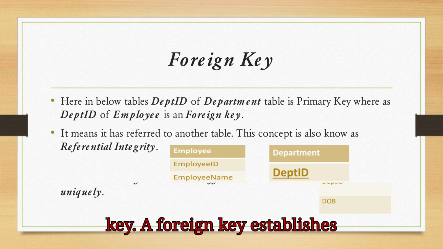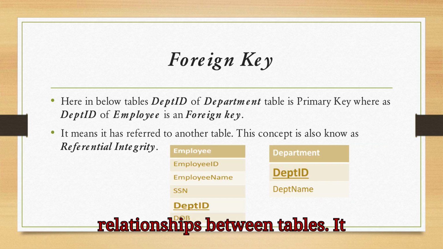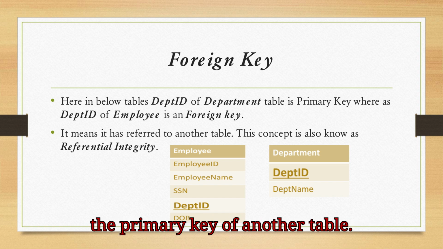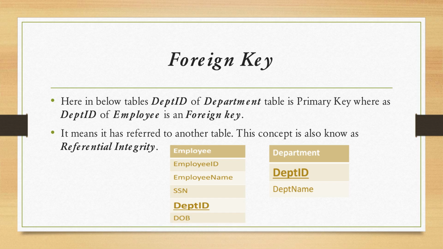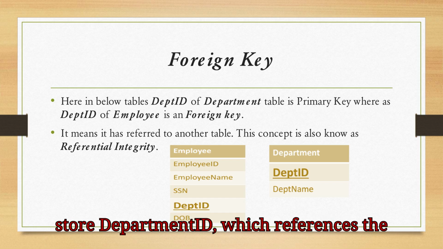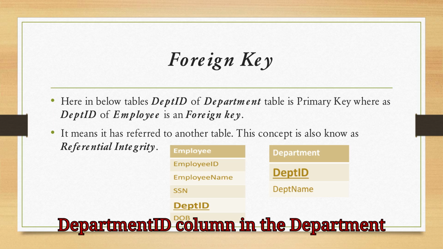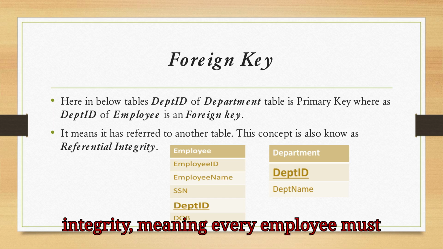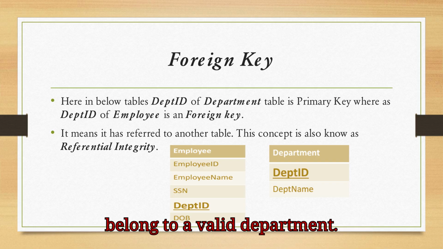Next, foreign key. A foreign key establishes relationships between tables. It is a column in one table that references the primary key of another table. For example, in an employee table, we store department ID, which references the department ID column in the department table. This ensures referential integrity, meaning every employee must belong to a valid department.